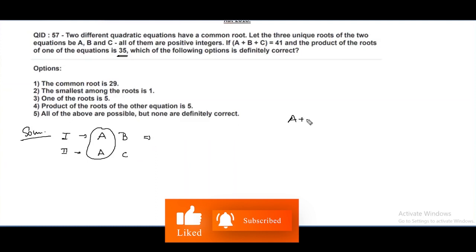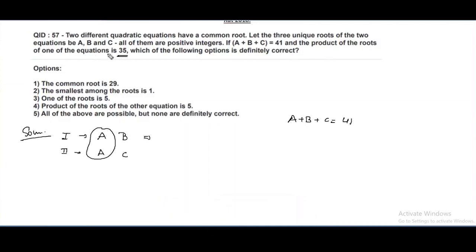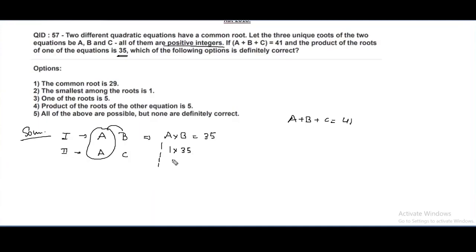A plus b plus c is given as 41. And the product of one of the equations is 35. So let's say I'm taking a into b. A into b is given as 35 and they're positive integers. So product 35 we can get in 2 ways. It can be 1 into 35 or it can be 5 into 7, or vice versa, 35 into 1 or 7 into 5.